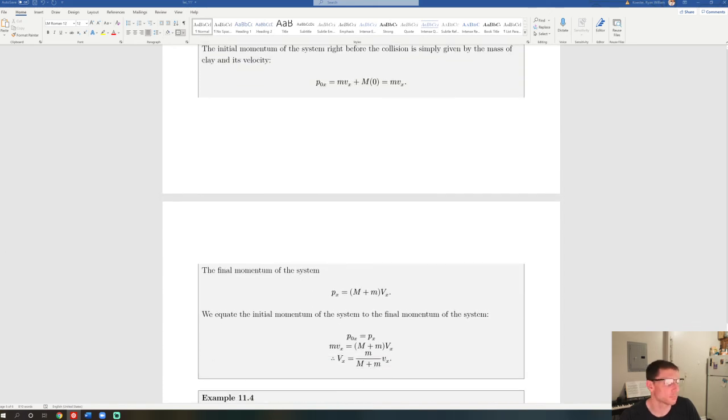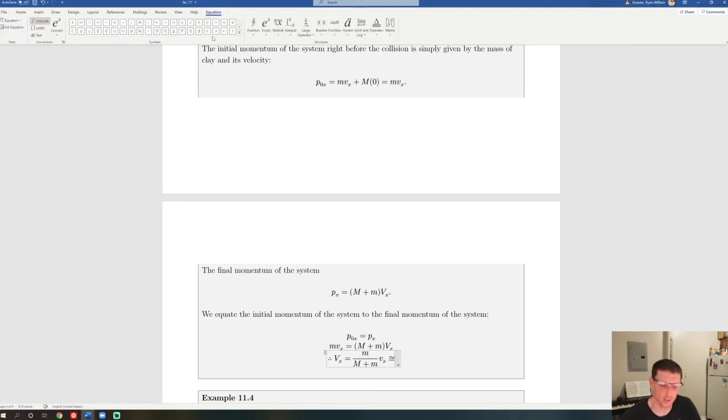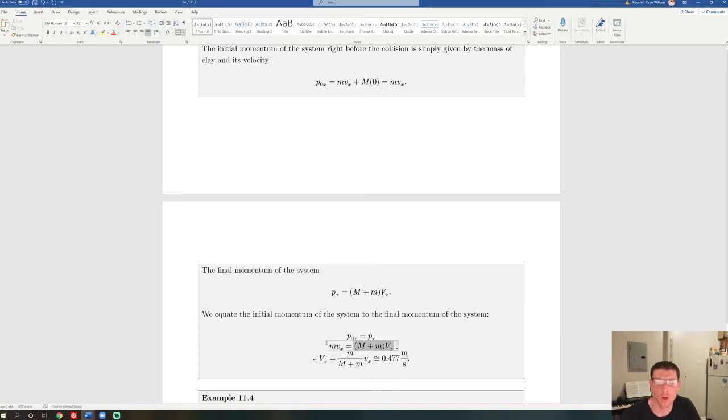So let me just do this on the other screen here. So 0.5 divided by 10 plus 0.5 times 10. Yeah, and I'm finding that it's pretty small. It's about 0.477 meters per second. Like so. And that I think corresponds to what we would expect in real life.